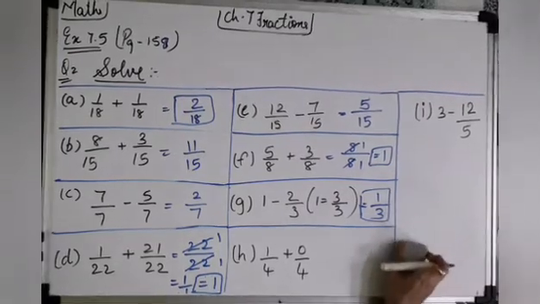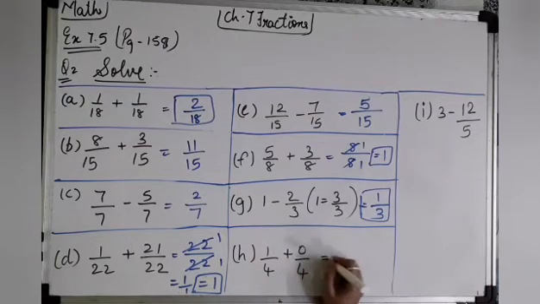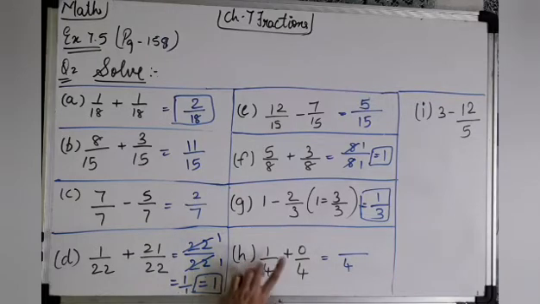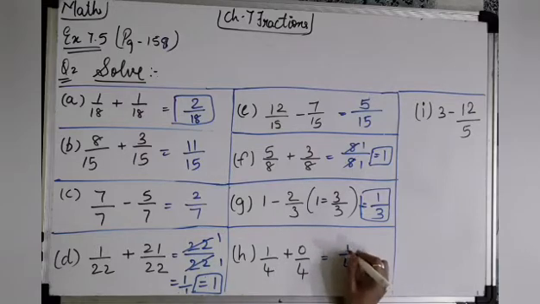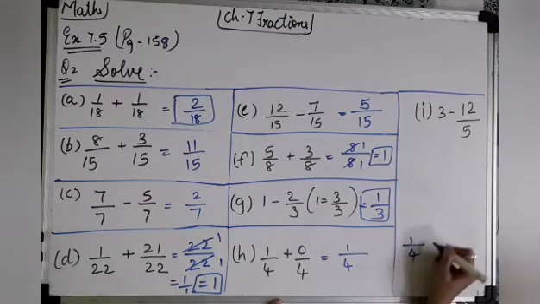Now moving to the next. H. Here 1 upon 4 plus 0 upon 4 is written. Denominators are same, so we'll write 4 here. 1 plus 0. 1 plus 0 is always 1. Right? Here, they can also write like this way: 1 upon 4 plus 0.